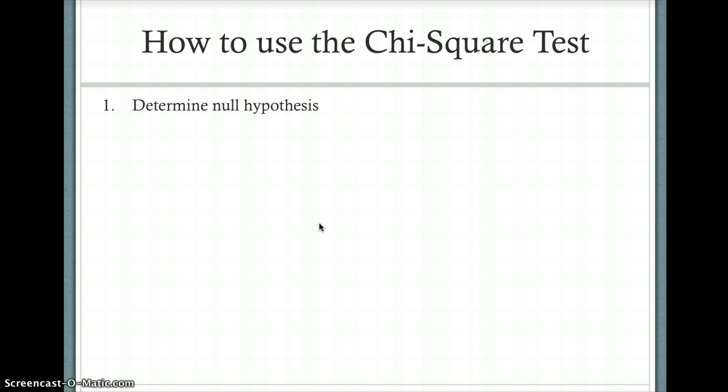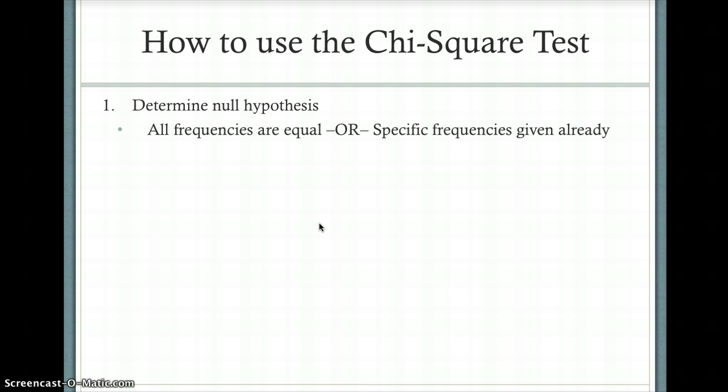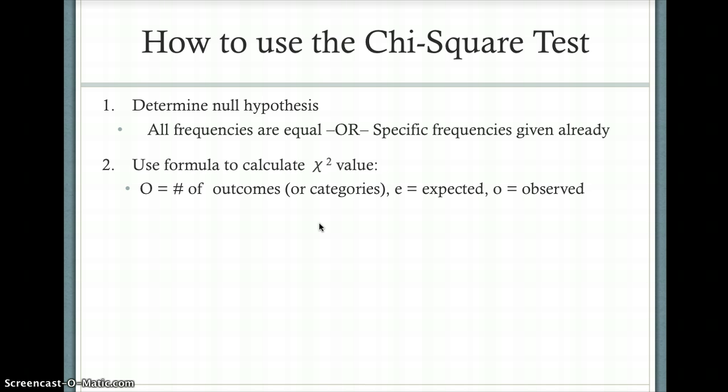So how do you use it? First you're going to determine the null hypothesis: all frequencies are equal, or specific frequencies are given already. You're going to use the formula to calculate your chi-square value. The capital sigma equals the sum over the number of outcomes or categories, E is equivalent to the expected, and little o is the observed.